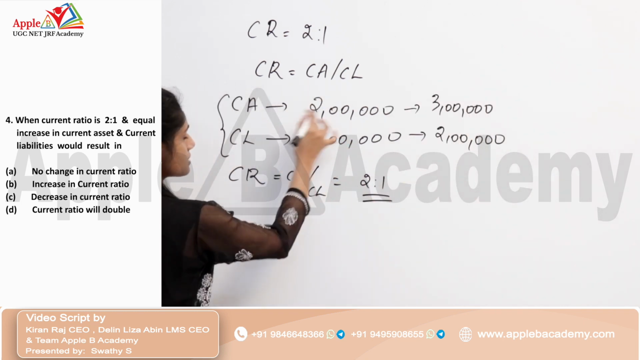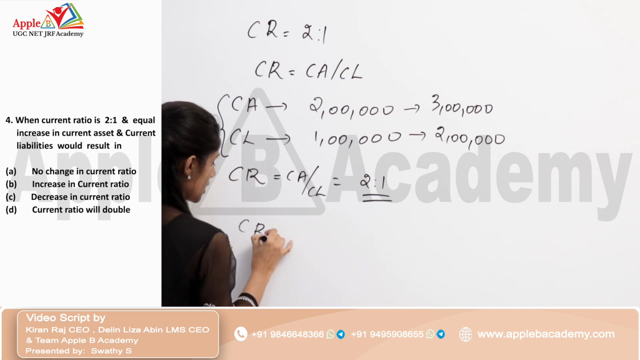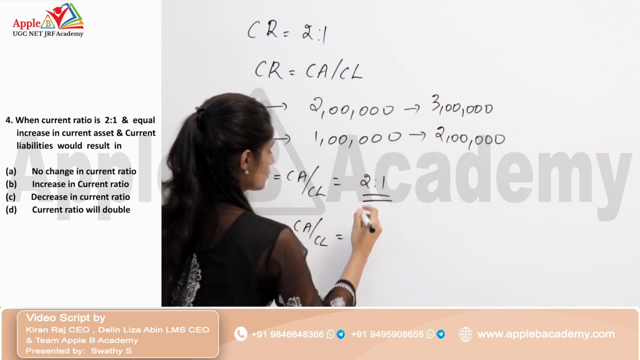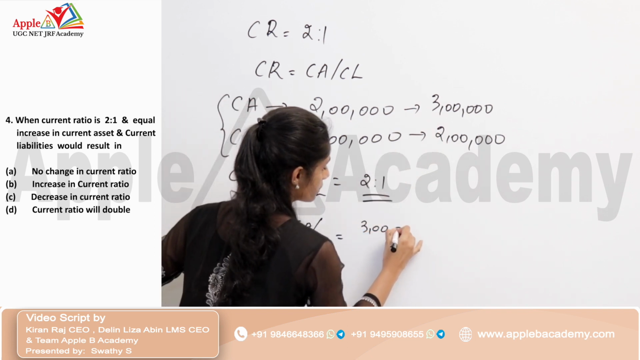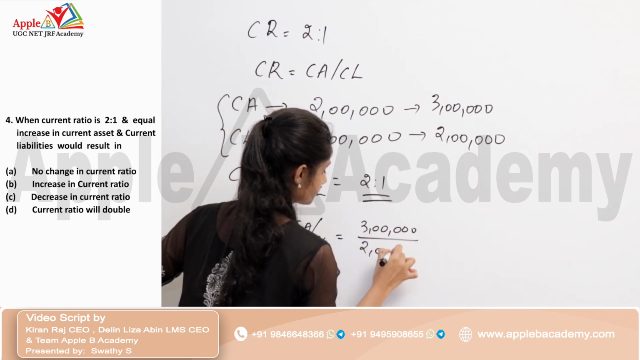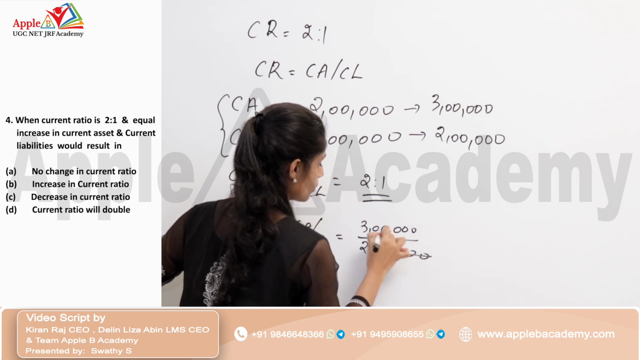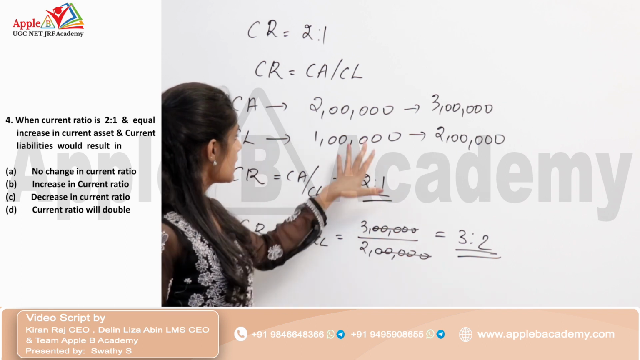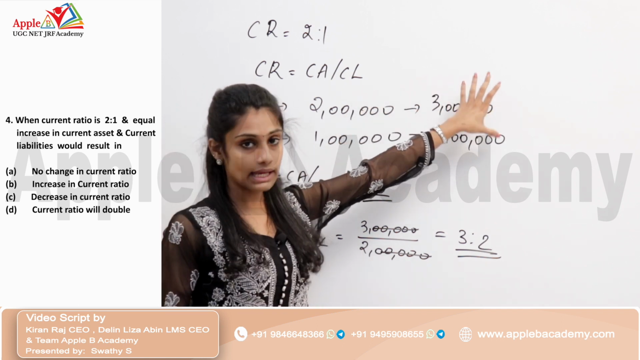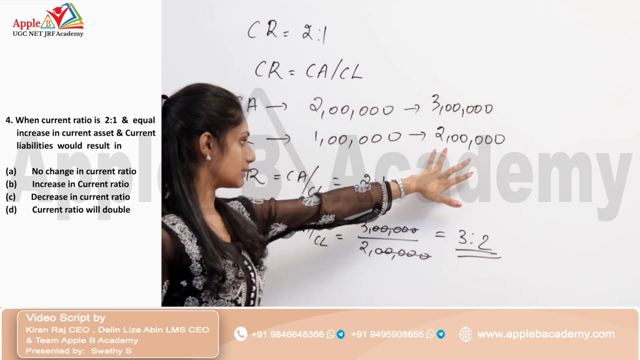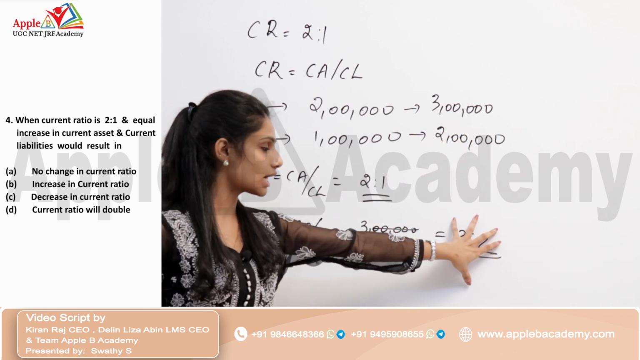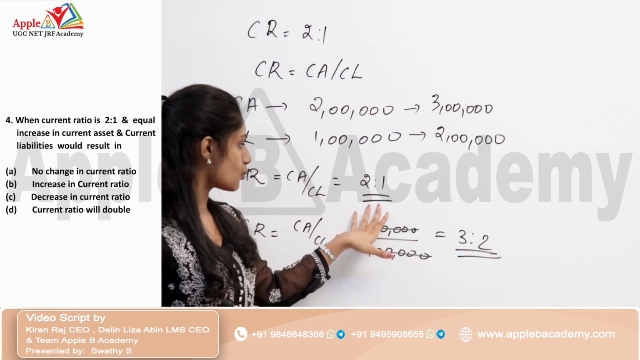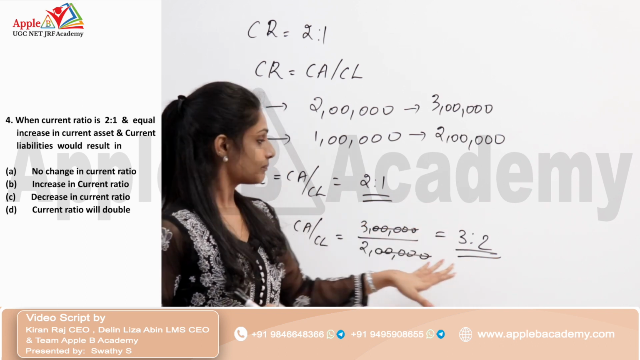In such a situation the current ratio will be current asset by current liability, and this will be 3 lakh divided by 2 lakh, and the new ratio will be 3:2. Okay, so here there is an increase of rupees 1 lakh in both current asset and current liability. In such a case, what happens to the current ratio? Now it is 3:2. Earlier it was 2:1 and now it is 3:2.